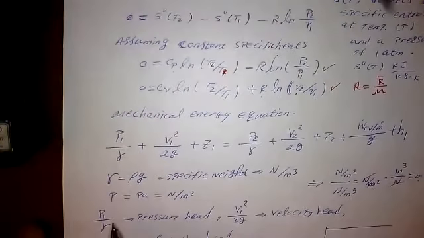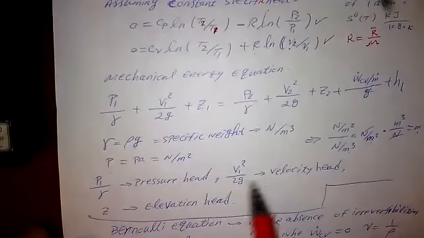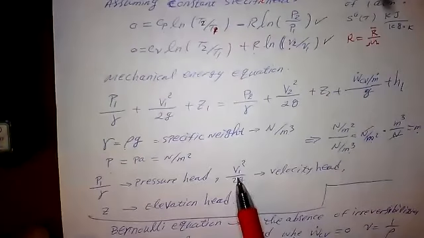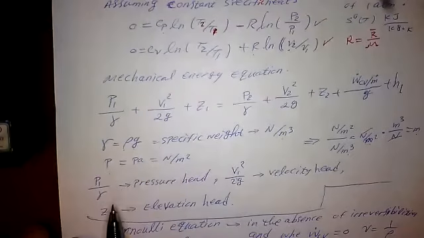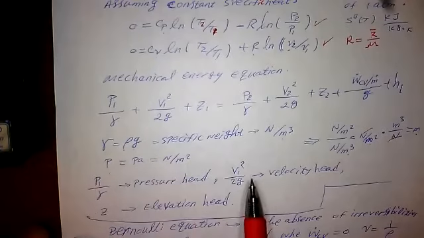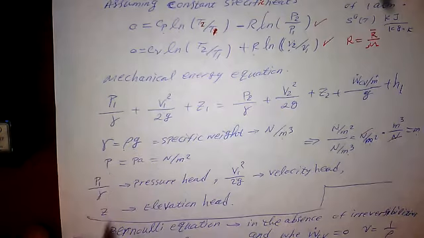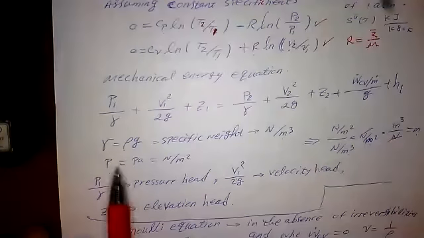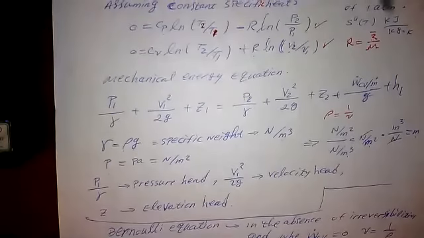P1 over gamma we call the pressure head, and this is the velocity head, or kinetic energy. This formula is very useful. There is a little adjustment from the original equation because we are dividing everything by gamma, where gamma equals rho g. Rho is also 1 over the specific volume.